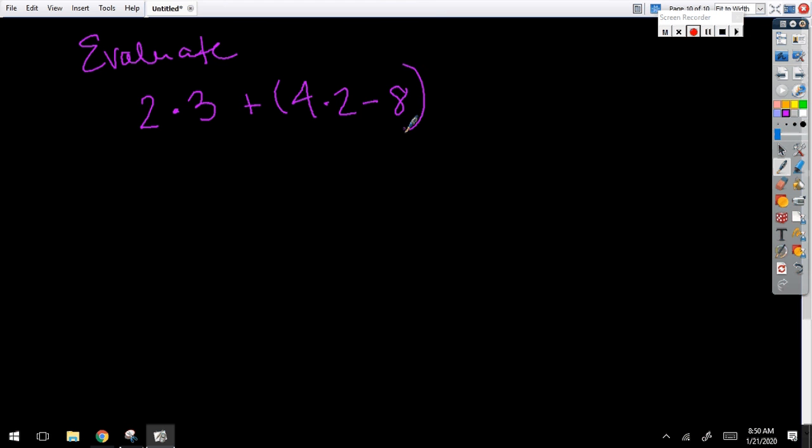What's first? Parentheses. So what should I do in the parentheses here? All right, so I've got 2 times 3 plus 8 minus 8. What's the property? Substitution. If in doubt, it's probably substitution.